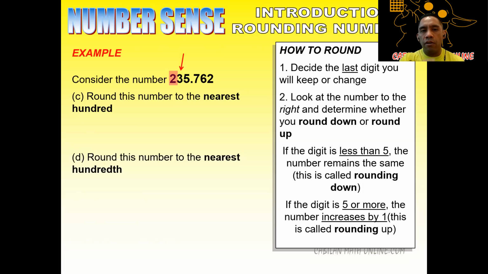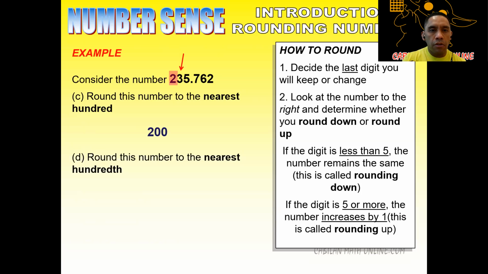Now what happens over here is that the 2 remains as a 2, and what rounding down means is that all those numbers there, specifically the 3 and the 5, are now going to go to the nearest 100, which in this case here is 200.